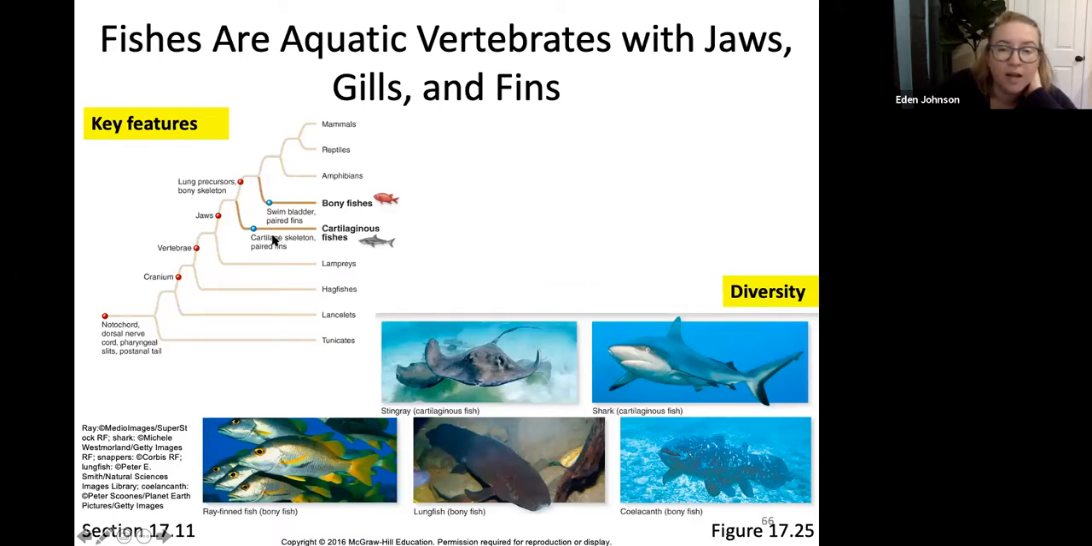So with the cartilaginous fish, you have cartilage skeletons and paired fins. Bony fish also have paired fins and they have a swim bladder, but they have a bony skeleton instead of a cartilaginous skeleton.